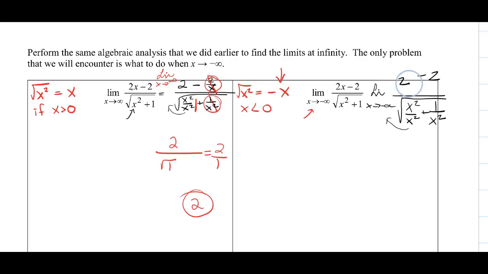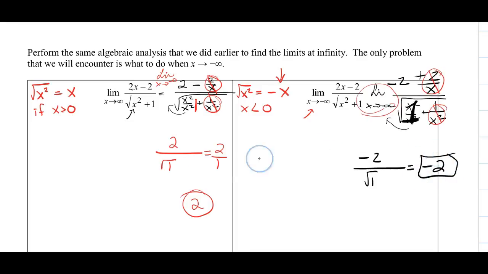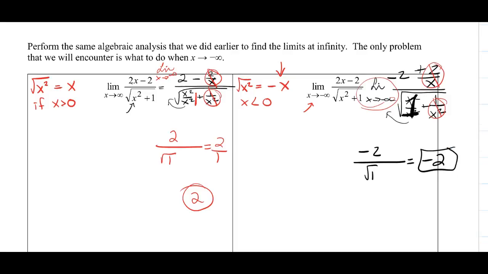2x divided by negative x is negative 2. And negative 2 divided by negative x becomes positive 2 over x. I can reduce my x squared over x, just equals 1. Now I can take my limit as x approaches negative infinity. This approaches 0, and this approaches 0. And I'm left with negative 2 over the square root of 1, which equals negative 2. And so we see that that changes our answer sometimes when we take x to negative infinity.